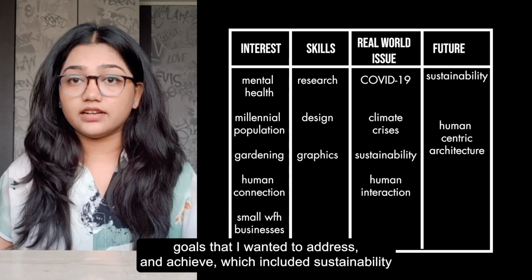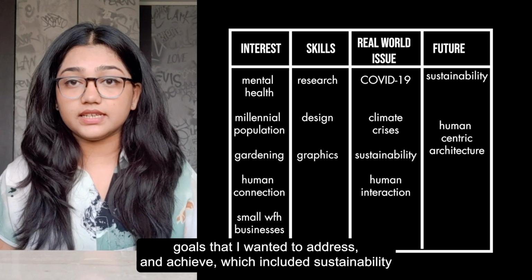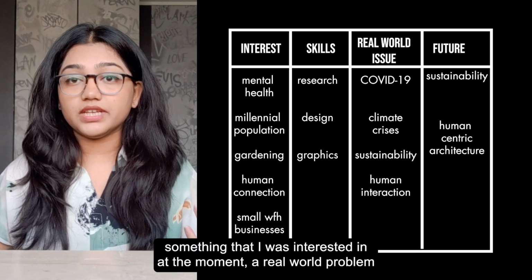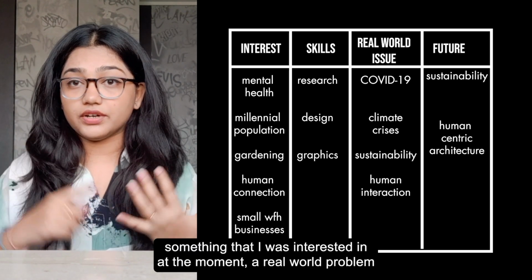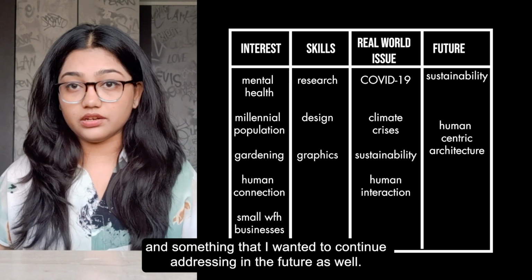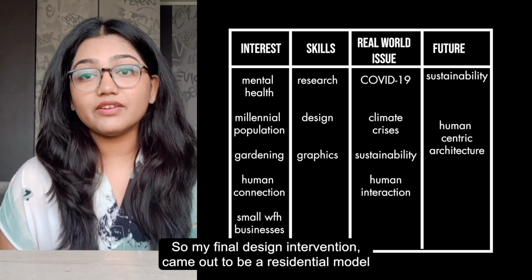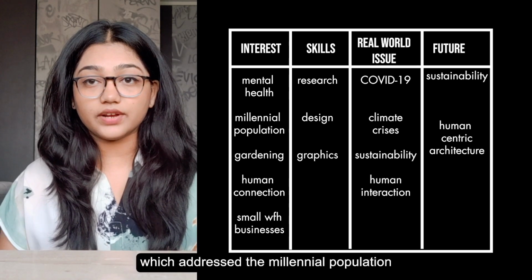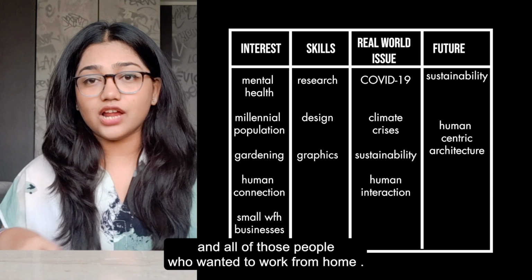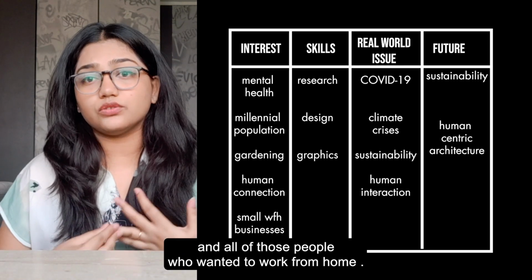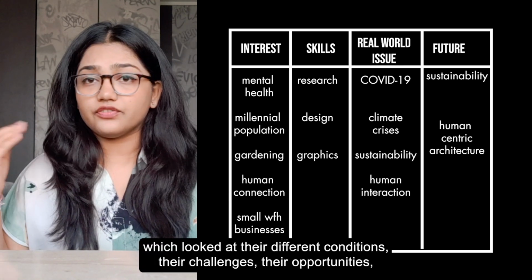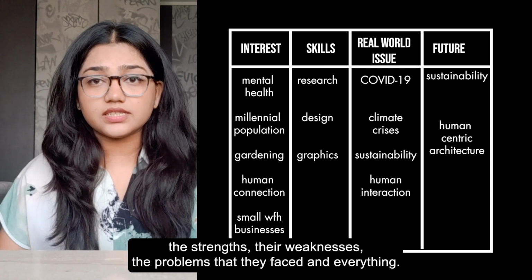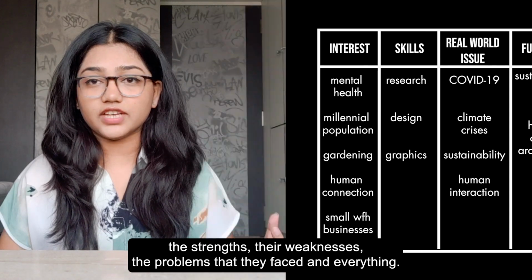While moving on to the design part of the thesis, I made a list of project goals that I wanted to address and achieve, which included sustainability and self-sufficient architecture, which meant regenerative architecture, something that I was interested in at the moment, a real-world problem, and something that I wanted to continue addressing in the future as well. So my final design intervention came out to be a residential model which addressed the millennial population and all of those people who wanted to work from home, which looked at their different conditions, their challenges, their opportunities, the strengths, the weaknesses, the problems that they faced and everything.